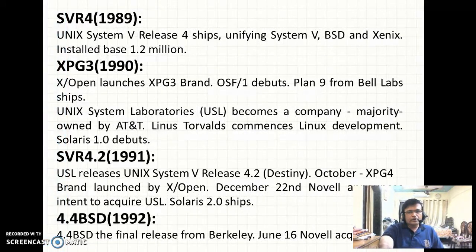System 5 Release 4.2 was in 1991. In October, the XPG4 brand was launched by X/Open. On December 22nd, Novell announces intent to acquire USL. Solaris 2.0 was also shipped during this period. Then came 4.4 BSD in 1992, the final release from Berkeley. On June 16, Novell acquired USL.